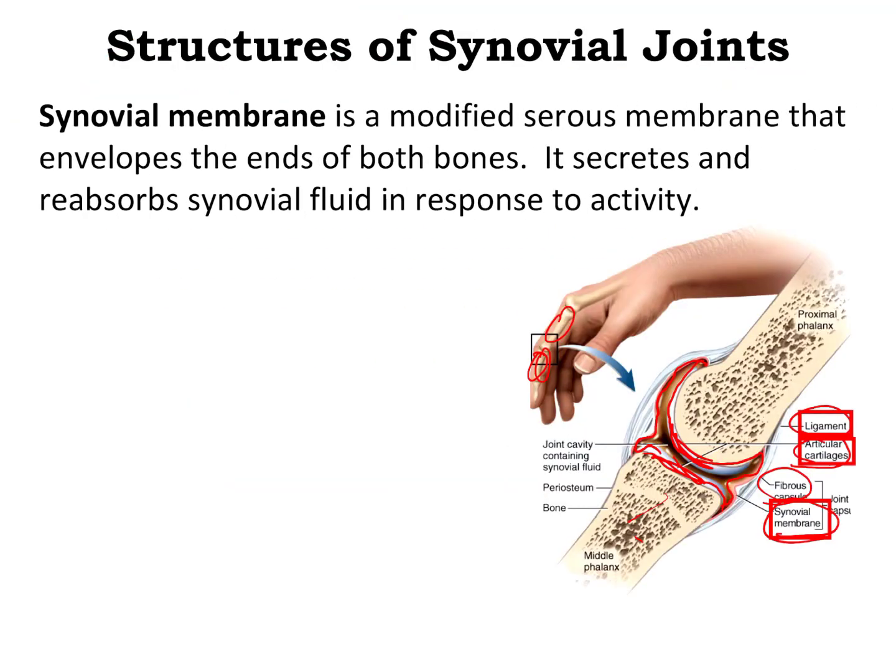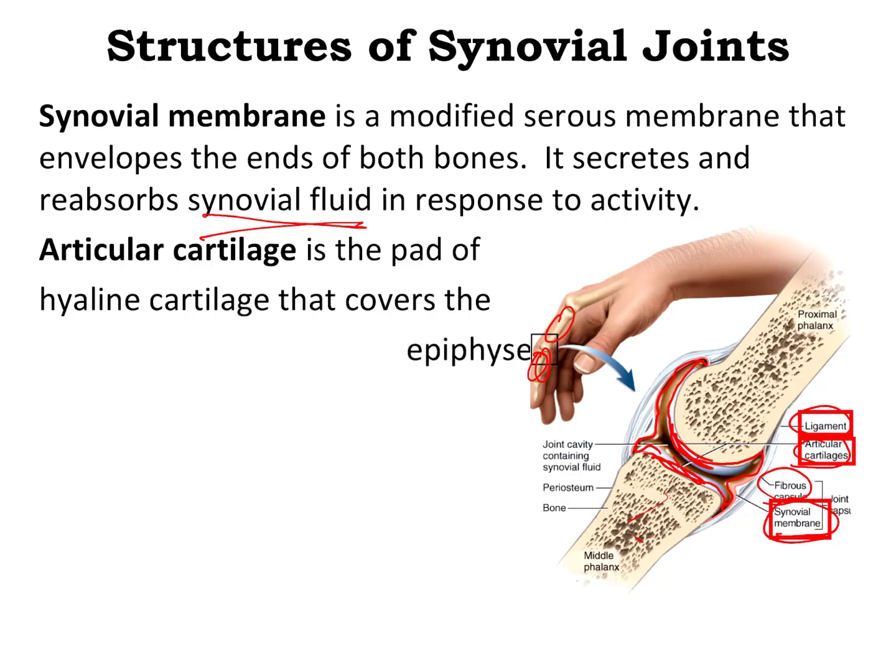And so synovial is a modified serous membrane that envelops the ends of both bones. And so it's kind of covering around that whole thing. It secretes and reabsorbs synovial fluid, which is very frictionless. It's the most frictionless substance known to man. Articular cartilage is the pad of the hyaline cartilage that covers the epiphysis. So you can see that articular cartilage here.